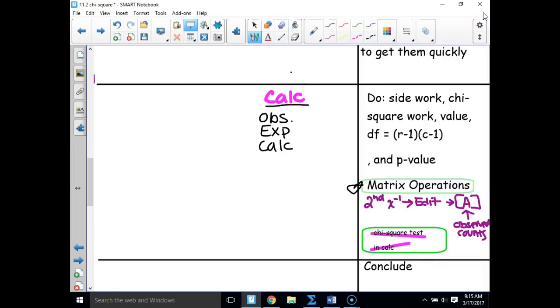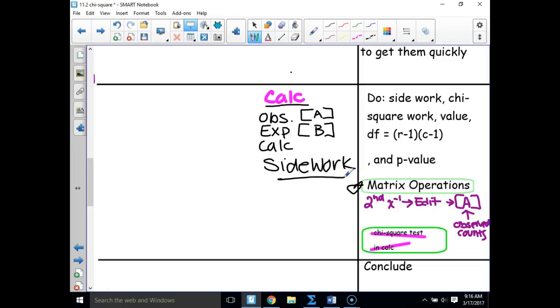What we did previous to going to the calculator is we did these matrix operations here. Now we're going to the calculator. In your observed, you should see A. It should look like this. Do you see B? What we're going to do is calculate right now, and the expected counts will go right into that B matrix. So everyone hit enter on calculate, and now we get to what we call our side work.